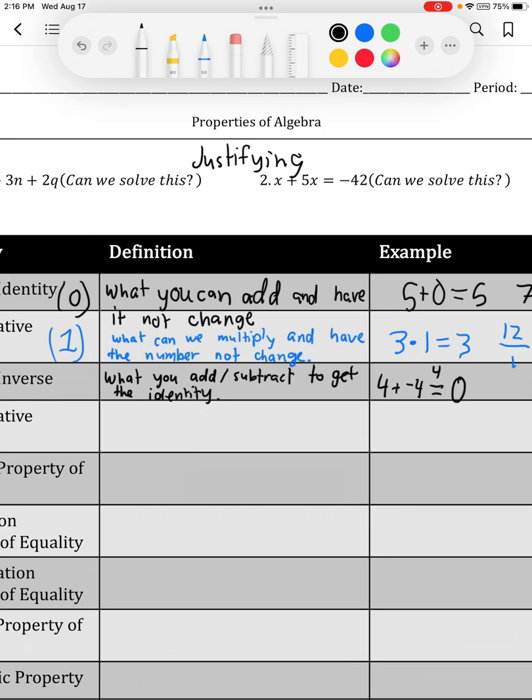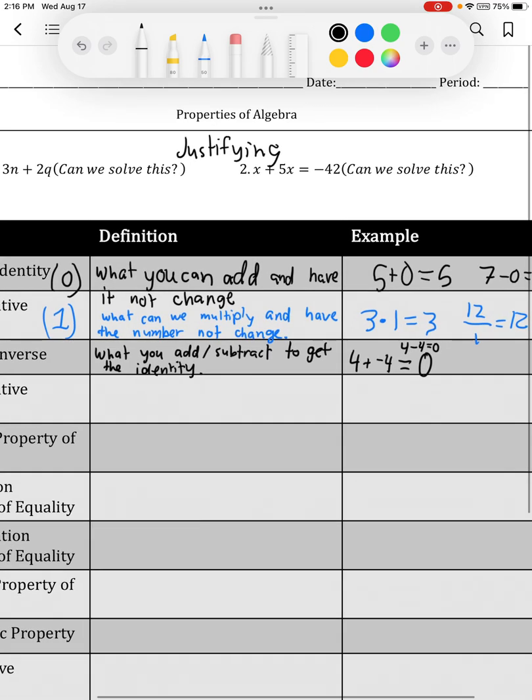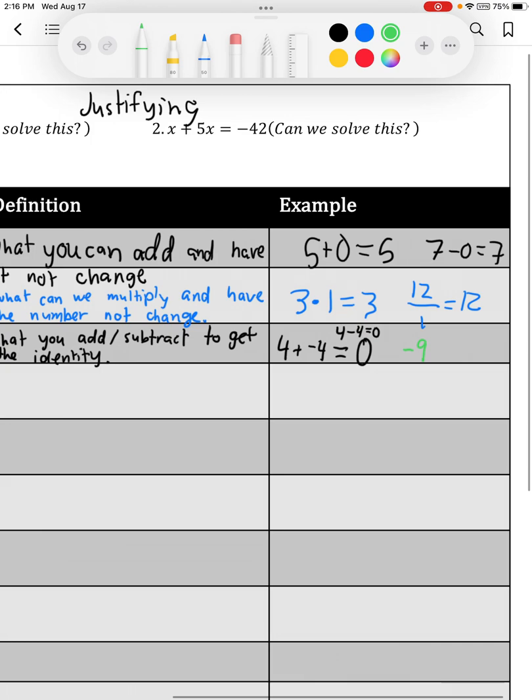Some of you probably wrote that as 4 minus 4 is equal to 0. Similarly, if we had, say, something like negative 9, and we want the answer to be 0, what do you have to add or subtract to negative 9 to get 0? Well, you have to add 9.